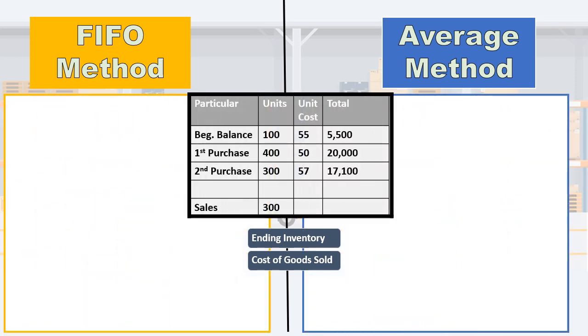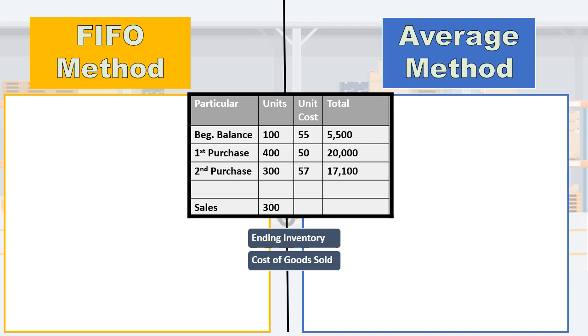So let's say for example, we have four transactions. So meron tayong beginning balance dyan. Ang units nun ay 100. Ang unit cost we have 55. So ang total cost nun ay 5,500. And we also have the first purchases which is 400 units. Then ang cost natin ay 50. So ang total cost nun ay 20,000 pesos. Then we also have the second purchase which is 300 units. Then ang unit cost nun ay 57, so ang total cost nun ay 17,100.